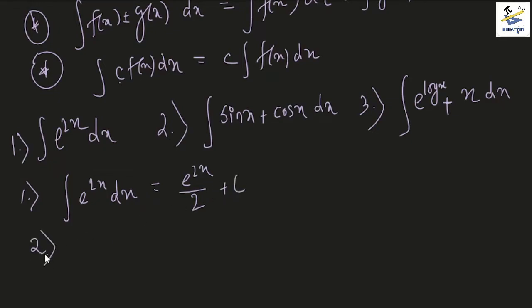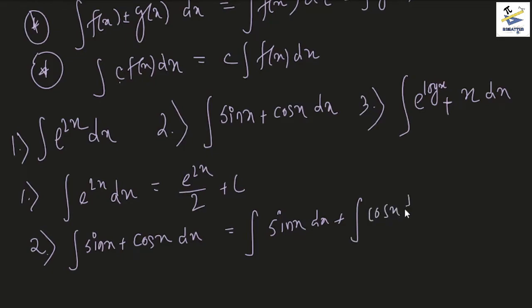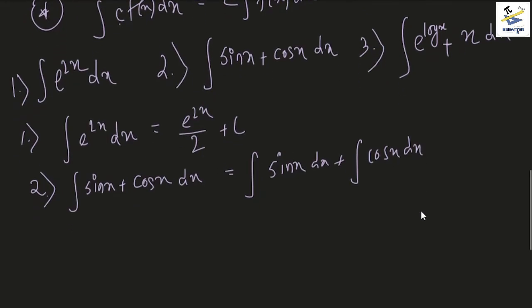Similarly, for number 2, we can write the integration of sine of x plus cos of x dx, and we can write the integration of sine x dx plus the integration of cos x dx. As I already mentioned, we can separate the two functions which are in addition or subtraction form and integrate them separately, okay. So as we have learned, the integration of sine x would be just minus cos x. There is no dx because it is out of the integration, plus the integration of cos x is just sin x.